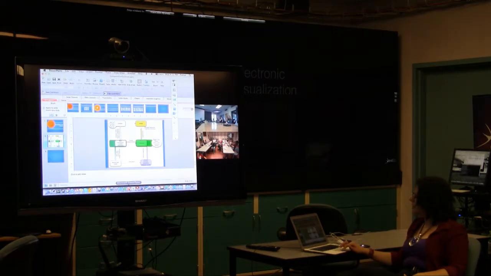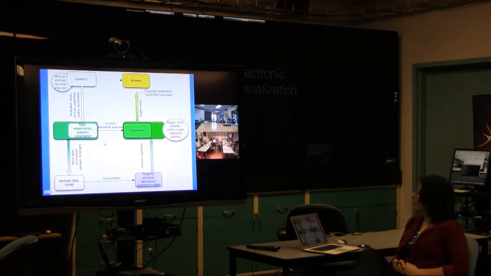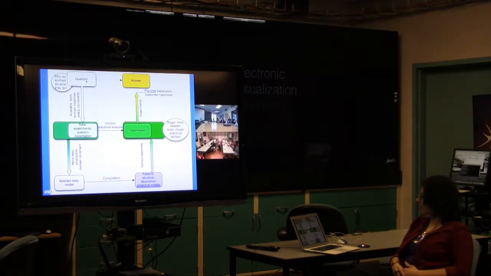What does computation have to do with ecology? And how does it all fit together? So in the normal scientific process, you have a question that you have a burning desire to answer. For example, why do animals do what they do? It's not a very specific question, right? It's a very broad kind of question.